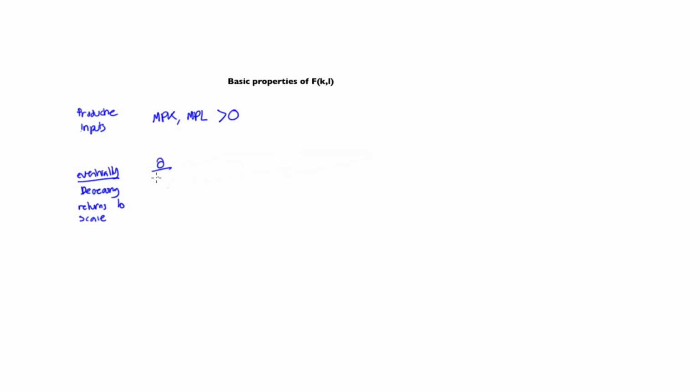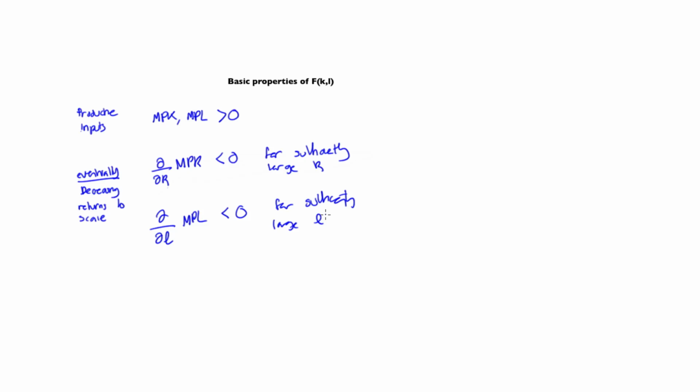It says that if you look at the marginal impact on the marginal product of capital of increasing K, in other words, how is this marginal product of capital changing with K, it is less than zero for sufficiently large K. So it doesn't have to be everywhere that this property is true. It's only when K is already large enough. And the same thing for labor. The derivative with respect to labor of the marginal product of labor is negative for sufficiently large L.